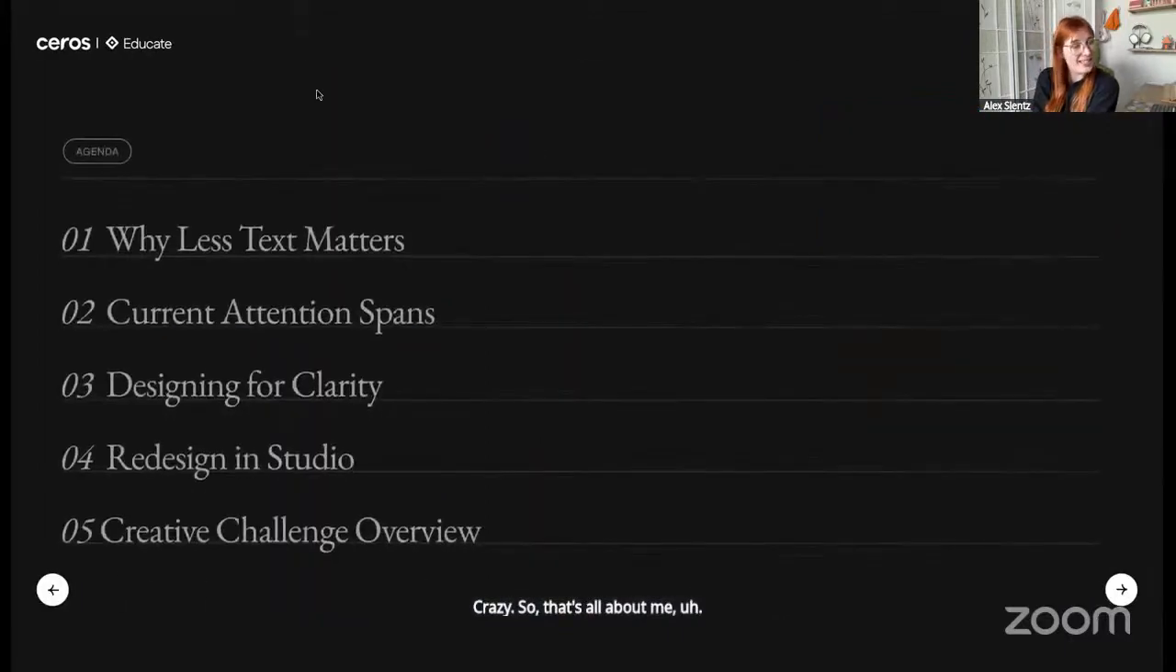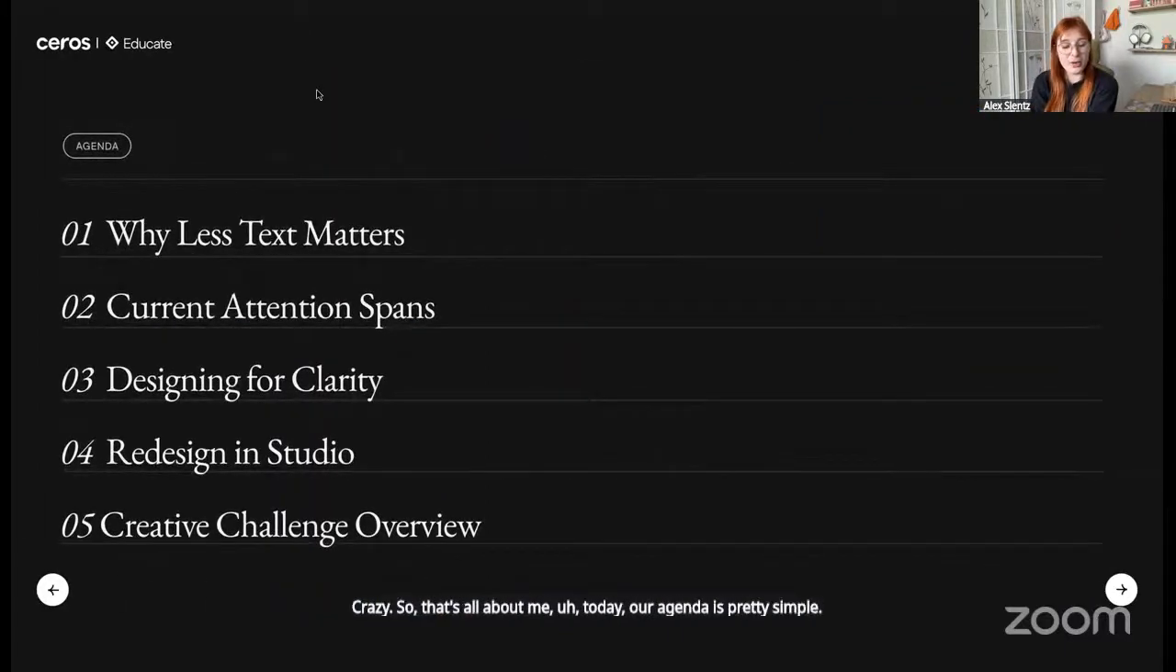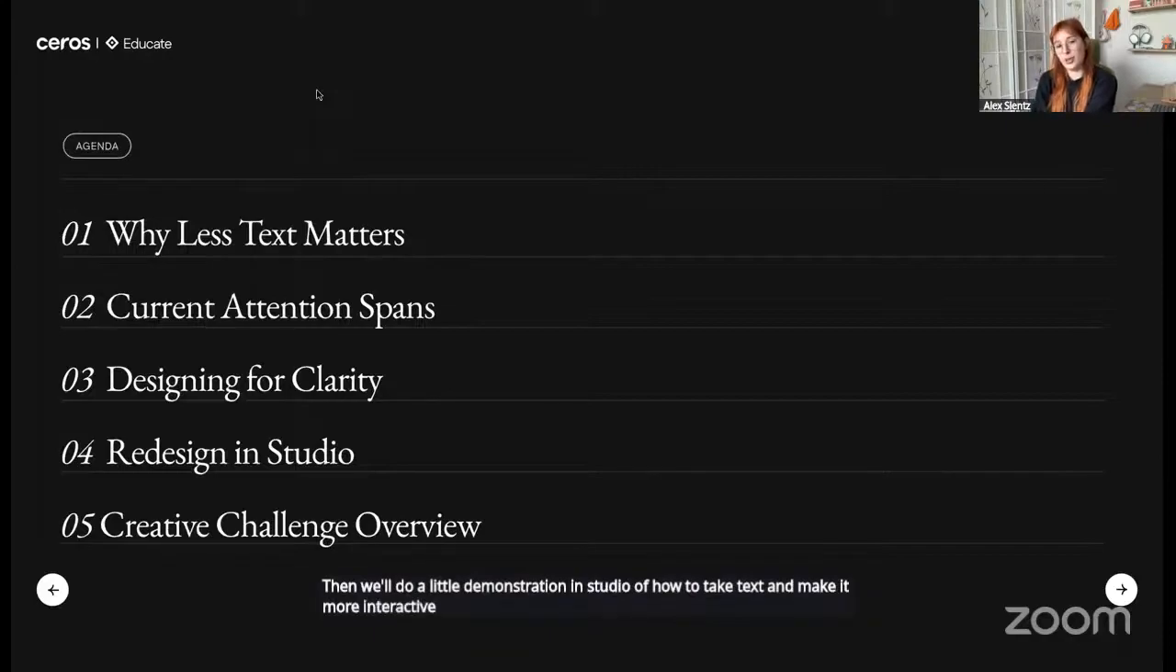Today, our agenda is pretty simple. We're going to go over the main reasons why less text matters. Then we'll move on to attention spans and how they relate to using less text. Then we'll go to how to design for clarity and some interactive design techniques. Then we'll do a little demonstration in Studio of how to take text and make it more interactive. And finally, we will go over the creative challenge for this month.